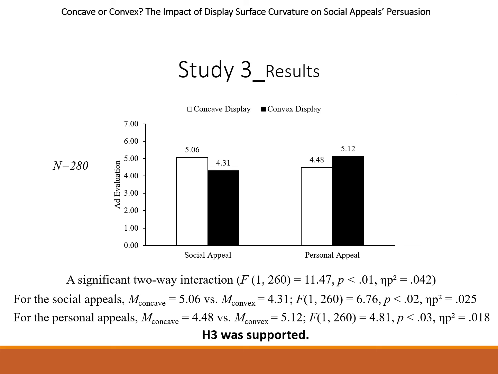So here are the results. The results reveal a significant two-way interaction between appeal content and display curvature. Specifically, when the ad featured social appeals, participants evaluated it more favorably when it was displayed on a concave versus convex surface, replicating the previously observed effect. However, when the ad contained a personal appeal, participants responded to the ad more positively when it was presented on a convex versus concave surface. So therefore, hypothesis 3 is supported.